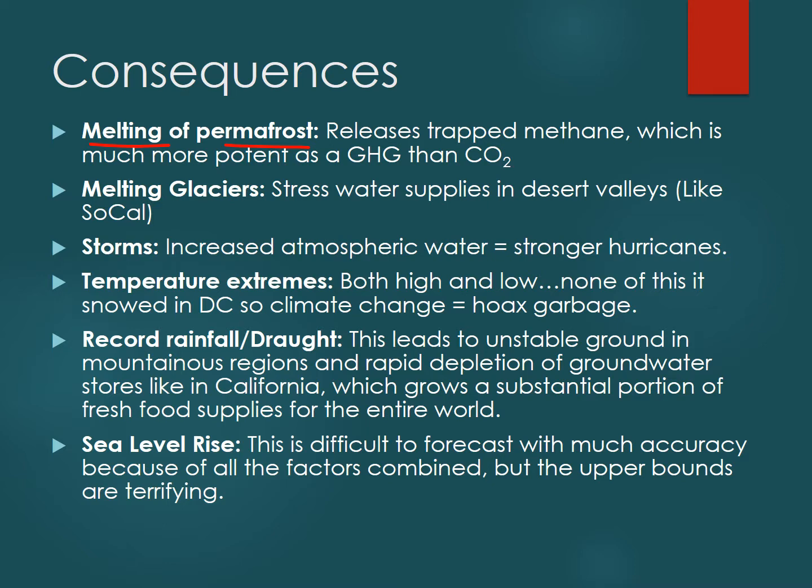All right, so we can get increased atmospheric water, which can give us stronger hurricanes. I think we've seen a lot of evidence of that over the last few years. We're going to have temperature extremes, both high and low. So we can't do the thing where the guy goes into the Senate chamber with a snowball and says that climate change is not real. My God. All right, so you can have record rainfall or drought.